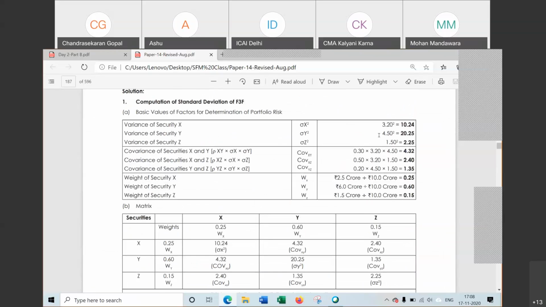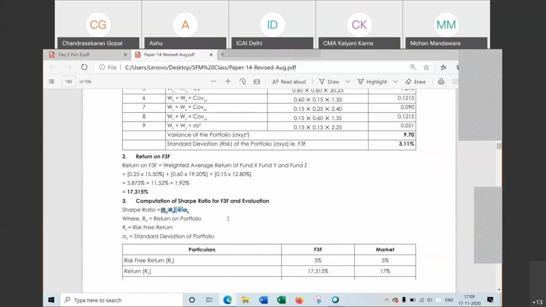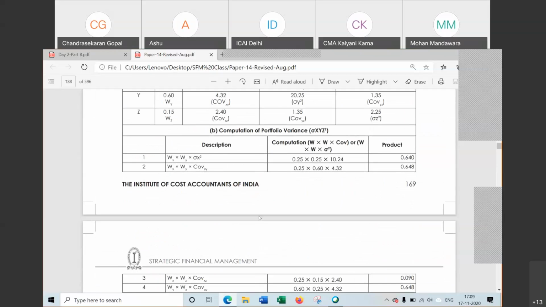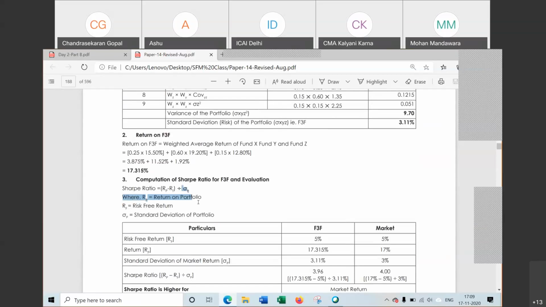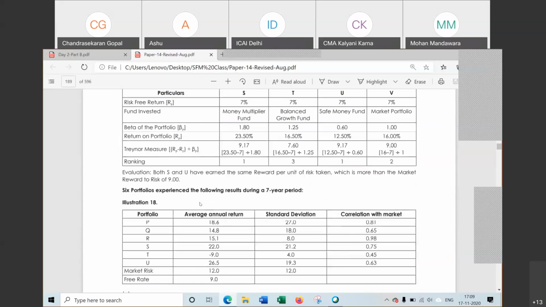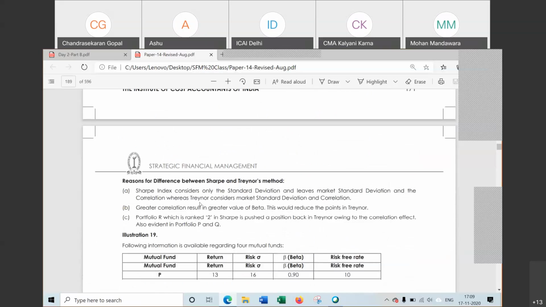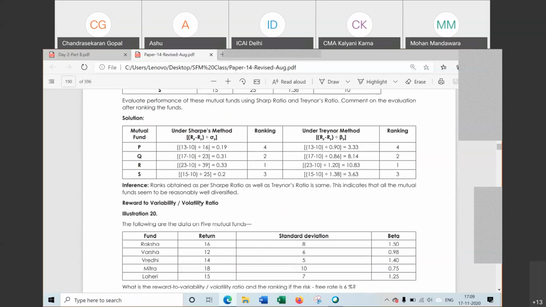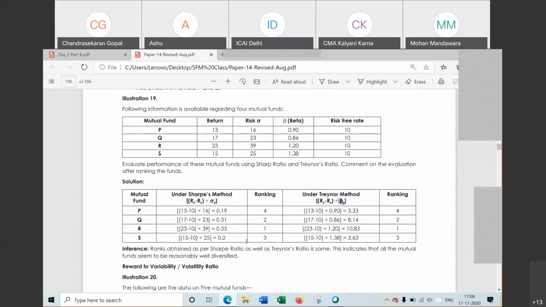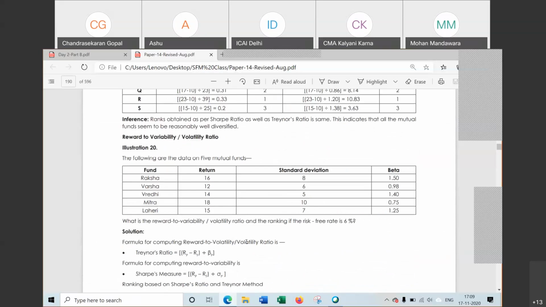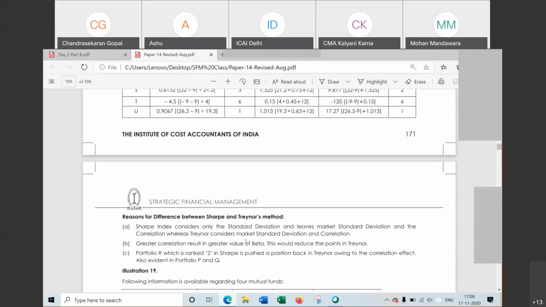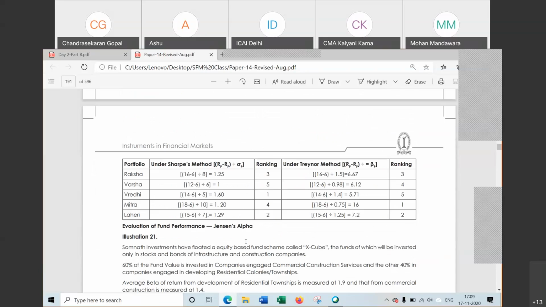ये कैलकुलेशन इसमें इसका निकाला होगा. To find the standard deviation के लिए इतना कैलकुलेशन है. This calculation is done for the standard deviation computation. So question number 16 and 17, that is based on Sharpe ratio and Treynor ratio. 19 is also for Sharpe ratio and Treynor ratio. In Treynor ratio, we take the value of beta. Question 20 is also for Sharpe and Treynor. So questions 16, 17, 18, 19 and 20 are for Sharpe and Treynor ratio.